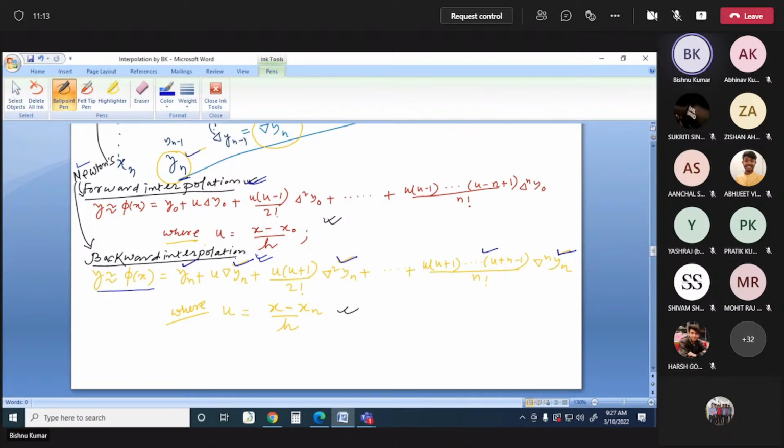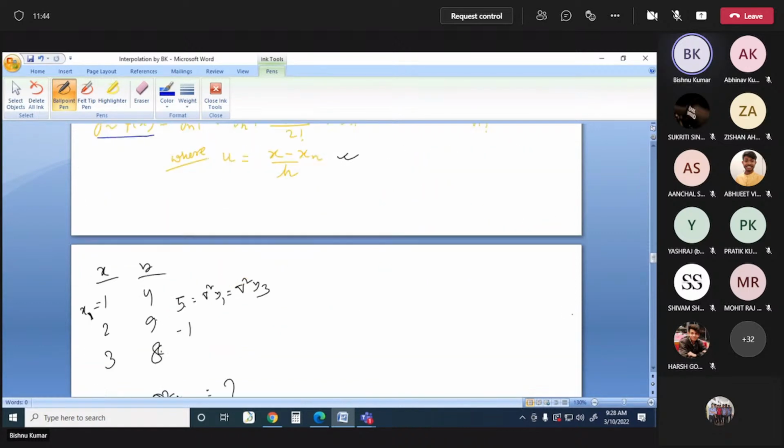The forward interpolation formula we have already done in the program in the CS1 group. But for backward interpolation, how is it changed a little bit? In forward, the factors were all minus. Here all the factors are plus: u plus 1 by factorial 2, u plus 1, u plus 2 by factorial 3. In that way your factors are increasing. Okay, let's see what will happen.